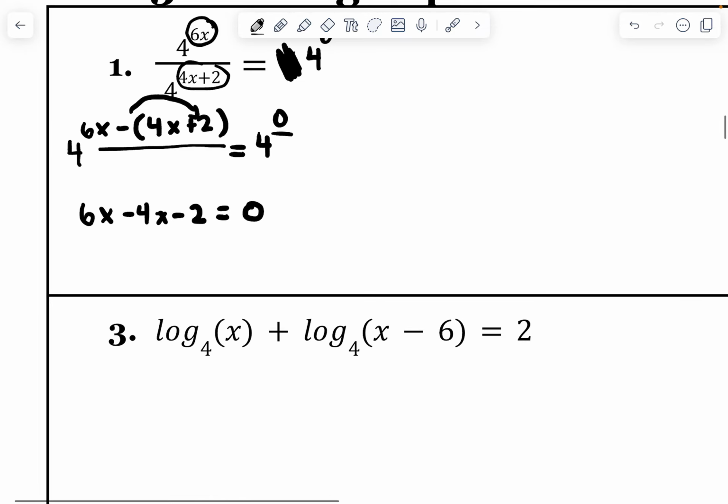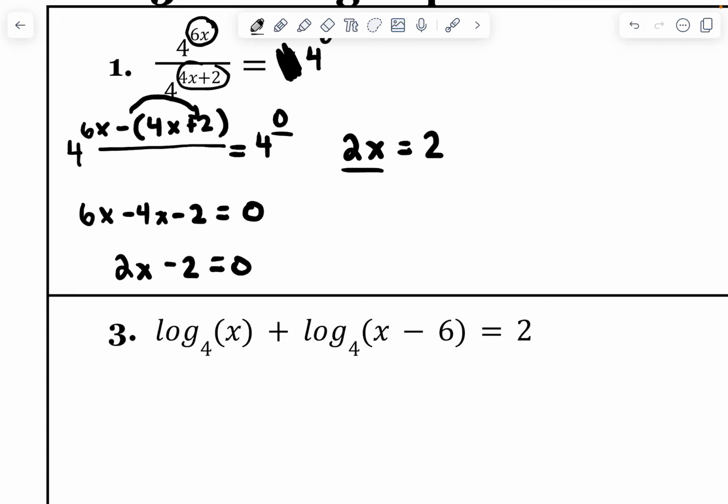Okay, so 6 minus 4 is 2x minus 2 equals 0. Now you add 2 to both sides, and you have 2x is equal to 2. And you divide by 2 on both sides, and so x is equal to 1.